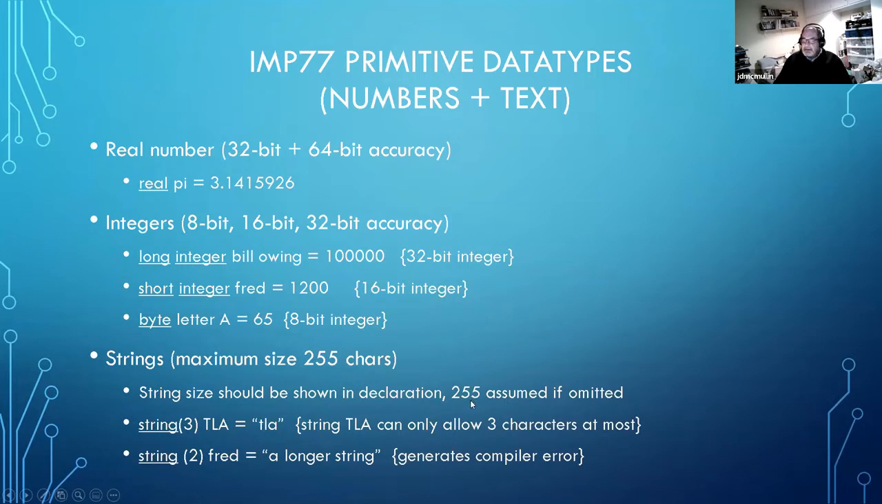So basically, you may get the hint that there's a byte in front of the string stored, which indicates the length. If you try to store more characters into a string, say, for example, a string of size 2, it'll give you a compiler error. Okay.